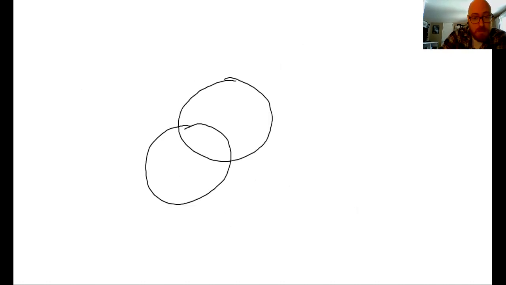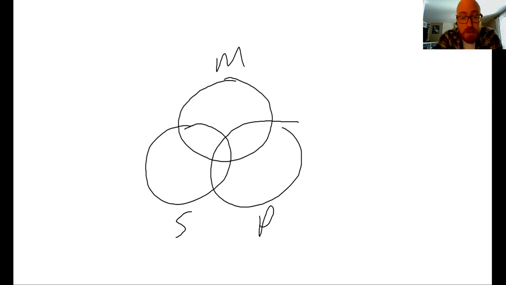Now, what we're going to do with categorical syllogisms is just add another circle for the middle term. Okay, so when you're just dealing with one categorical proposition, you've only got 2 terms, a subject term and a predicate term. When you're dealing with a categorical syllogism, you have 3 terms. Okay, you have what's called a minor term, a major term, and a middle term. So since syllogisms deal with 3 terms, that is why we need a 3rd circle in the Venn diagram. Okay, and we will start getting into that in the next couple of videos.